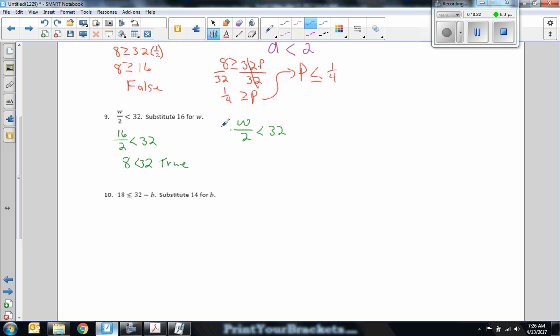This is division. The inverse of division is multiplication. So I'm going to multiply both sides by 2. These 2's cancel. And I get w is less than 64. So to make this statement false, I have to pick a number greater than 64. So if I pick an even number greater than 64, such as 66, and I rewrite this as 66 instead of w, 66 divided by 2 is less than 32. 66 divided by 2 is 33. 33 is not less than 32.